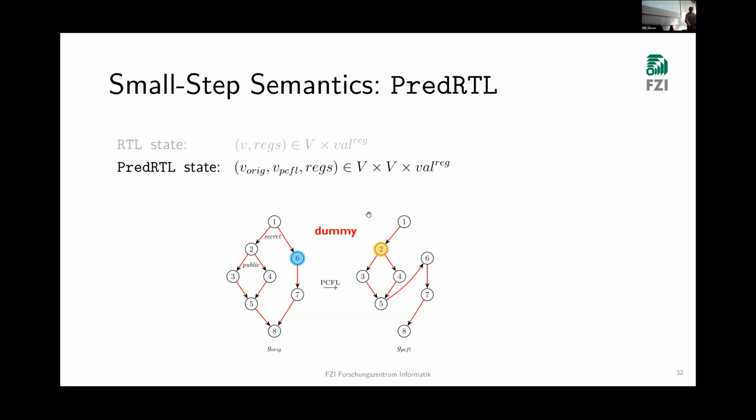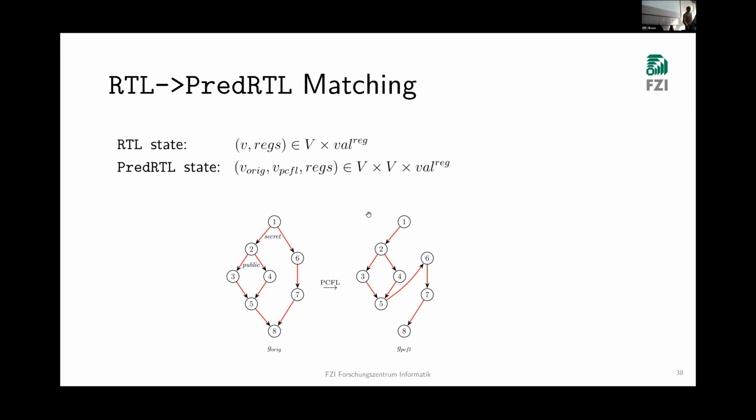And now if we are in a dummy state, we continue moving, but only in the transformed graph. And if we are in a dummy state, we do not change the register values. So now the registers stay as they are until we come back to this live state, which here is 6, 6. Now we are at the live state again, and here we can normally continue execution until we reach the end. So you see a single step of RTL may correspond to multiple steps of pred-RTL until we reach a live state again.